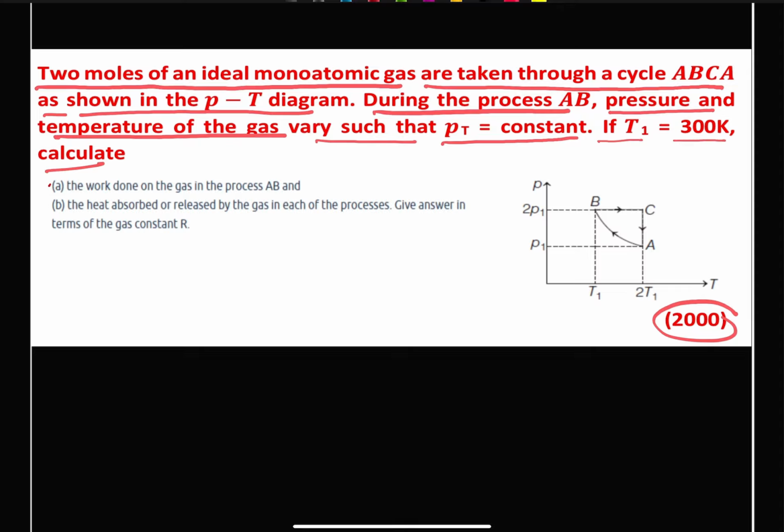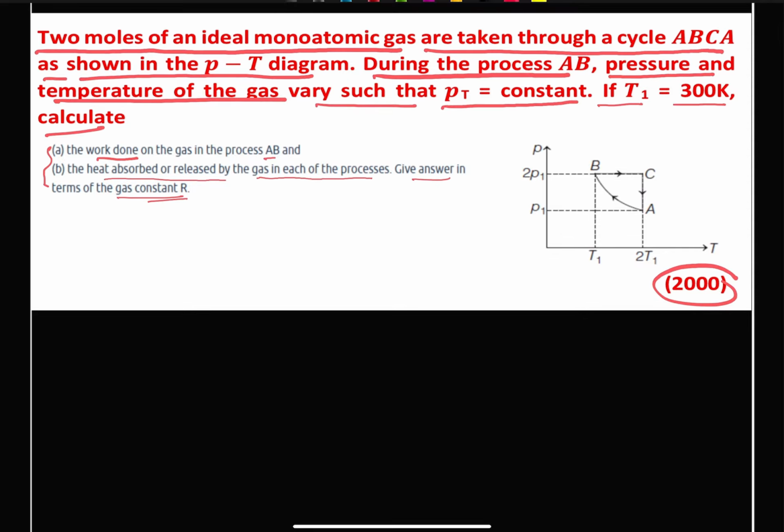So based on this we are having two parts. In the first part we are supposed to find out the work done in the process AB, and part B we have to find out the heat absorbed or released by the gas in each process, and we have to find out the answer in terms of R, that is our gas constant. A PT diagram is given to us. It starts from A, goes to B, then to C, and then back to A.